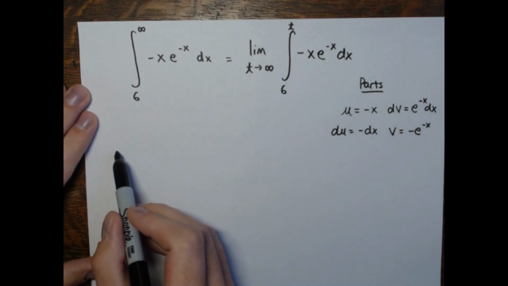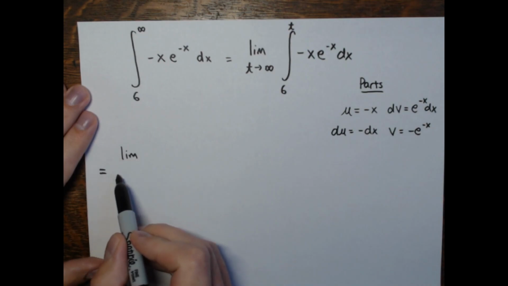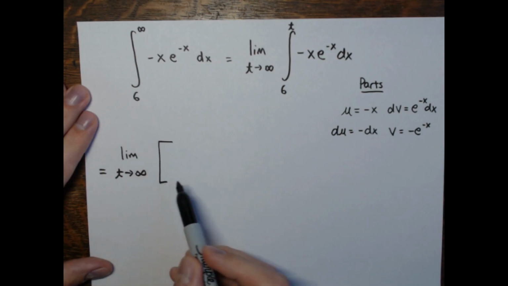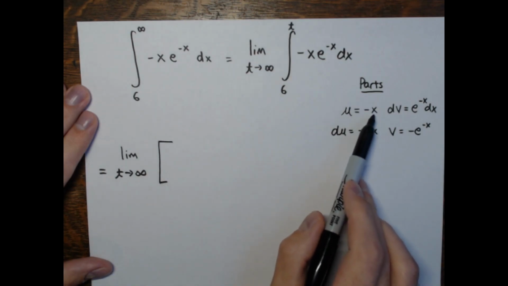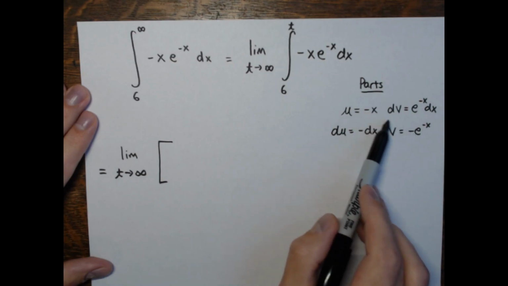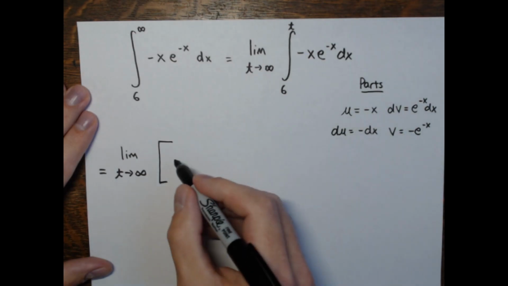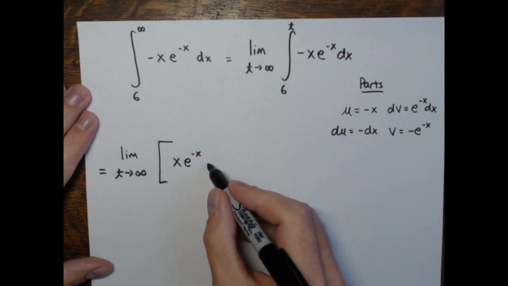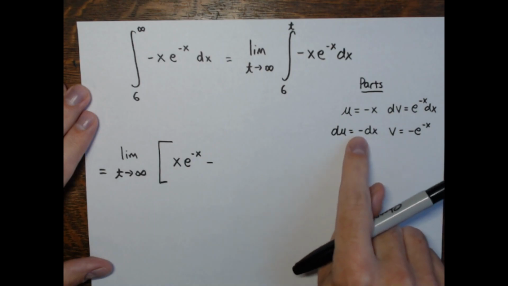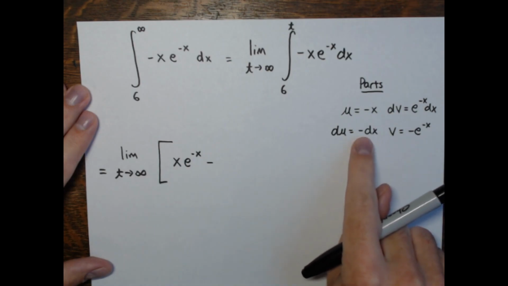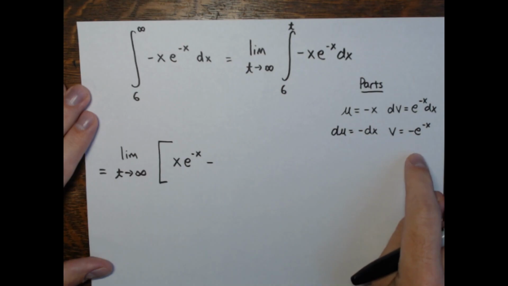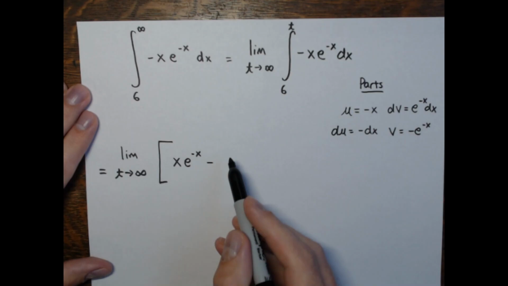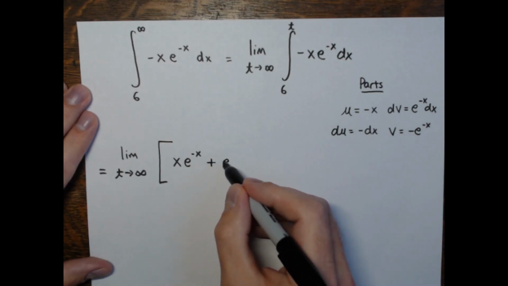And we get our limit as t approaches positive infinity of, and remember the integral of u dv is uv, so multiplying the u and the v, it's going to be positive x times e to the negative x, minus the integral of v du, but v du would just be e to the negative x dx. So minus the integral of e to the negative x is minus negative e to the negative x. So this would be plus e to the negative x.